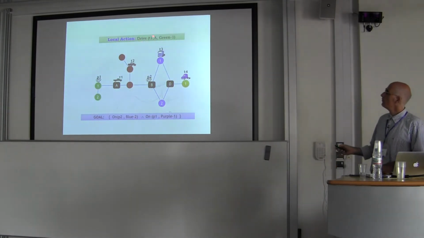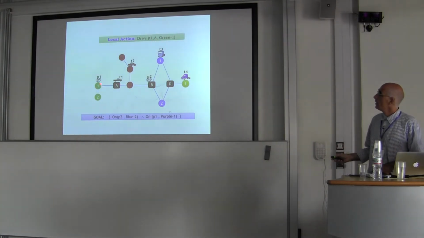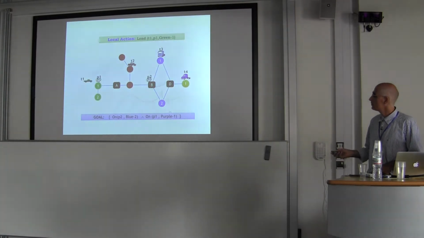The action of driving truck 1 from A to green 1 is a local action, because it involves only the location of truck T1, which is local to truck T1. So this is a local action. Okay, well, the animation here is not really important to the example, but we have to play it.